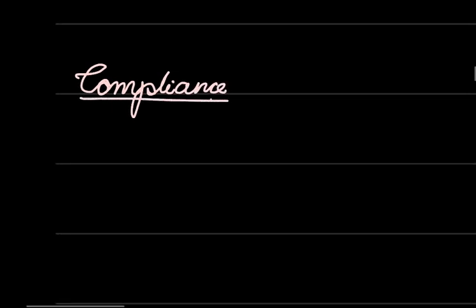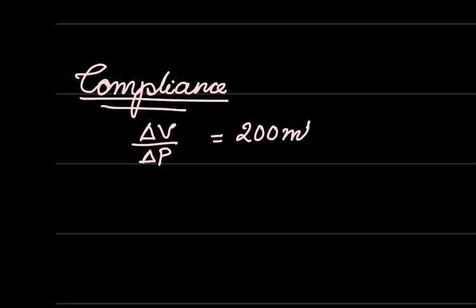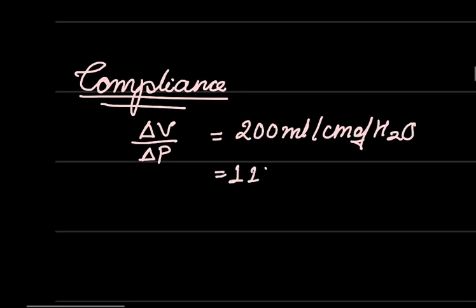Compliance means when the transpulmonary pressure changes, how much volume of the lung changes. Del V divided by del P. Now, this compliance of normal lungs is about 200 milliliter per centimeter of H2O. However, inside the thoracic cavity, because of the resistance, it is 110 milliliter per centimeter of H2O.